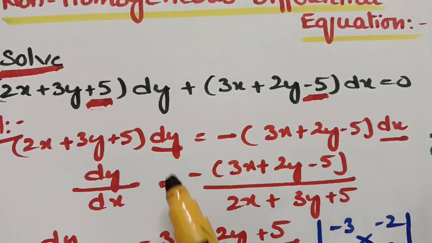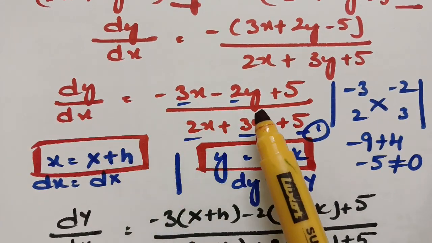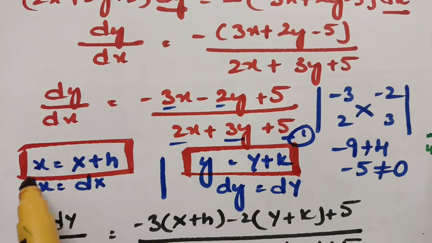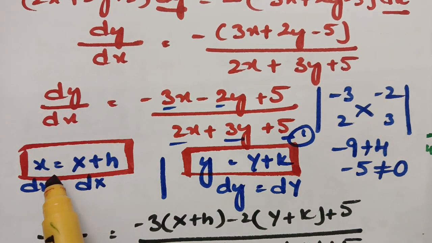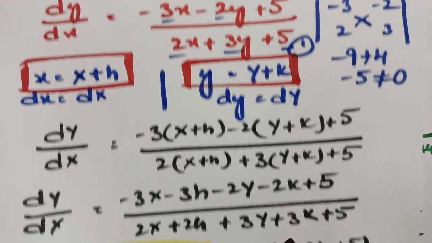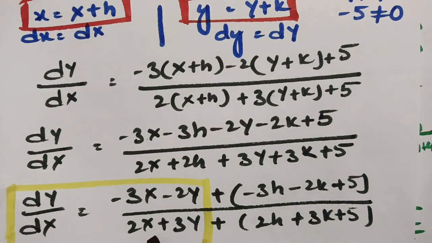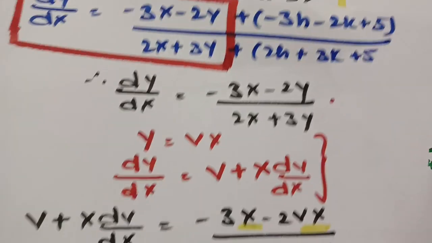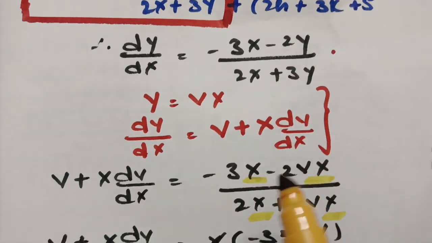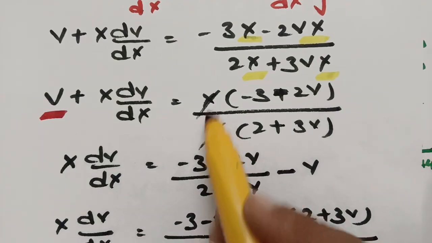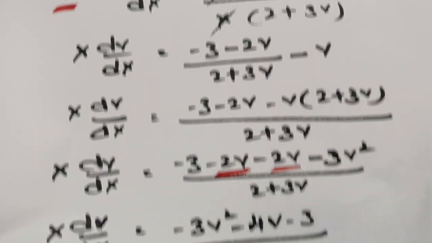Let me explain the question. So here is the question. We have to transform it in the form of dy by dx, and we have to make a determinant. If the determinant value is not equal to 0, then the substitution is small x is equal to capital X plus h and small y is equal to capital Y plus k. After making it, we have to separate the homogeneous part and the non-homogeneous part. Here I have taken only the homogeneous part and substituted y is equal to vx, cancelled this x and sent this v to the other side.